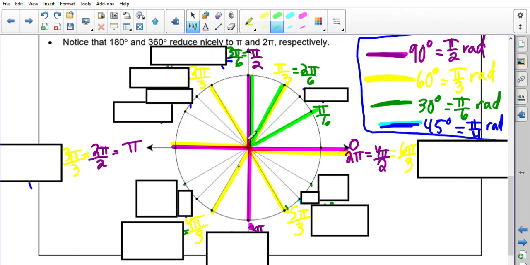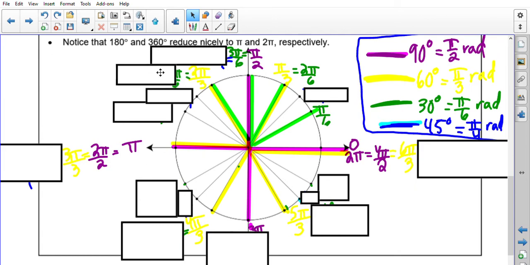Next one is again going to overlap here. So that's 1, 2, 3, that's 4 sets of 30. So that's 4 pi over 6. And we know that reduces to 2 pi over 3. That's why they're equivalent.